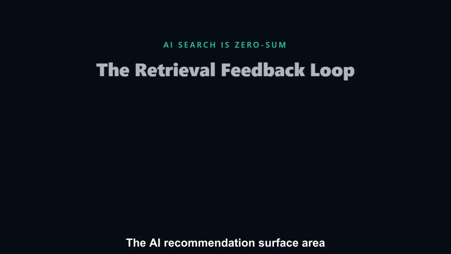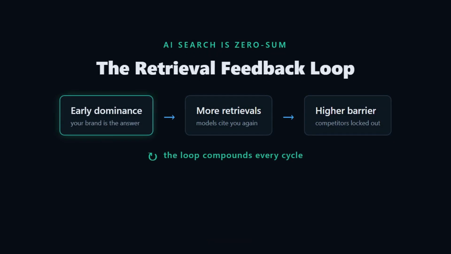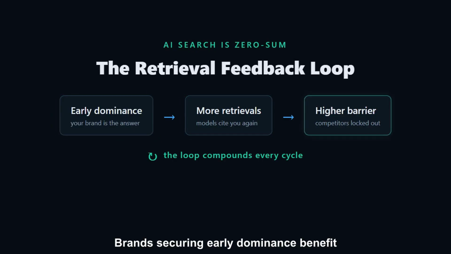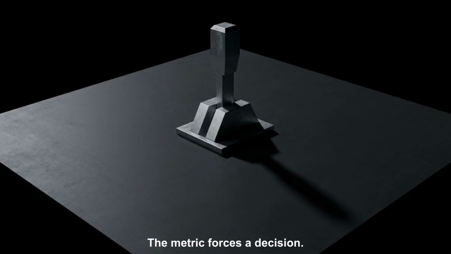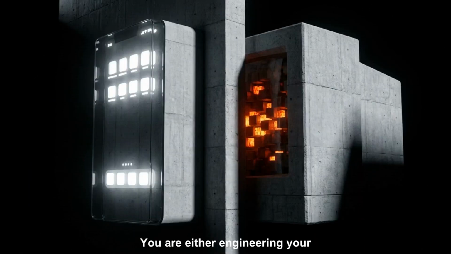The AI recommendation surface area is narrow. Brands securing early dominance benefit from a retrieval feedback loop, raising the barrier for lagging competitors. The metric forces a decision. You are either engineering your digital architecture for the zero-sum reality of AI evaluation, or you are still optimizing for a legacy search environment.